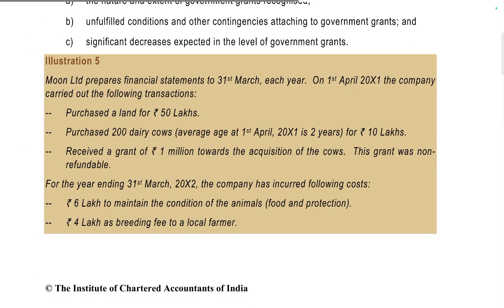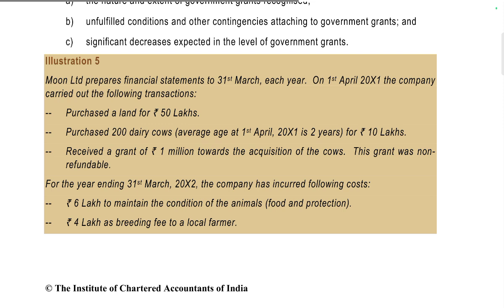Moon Limited reports its financial statements on 31st March, and on 1st April 2017 the company carried out the following transactions: purchased land for 15 lakhs, purchased 200 dairy cows aged 2 years for 10 lakhs, and received a grant of 10 lakhs towards acquisition of the cows. The grant was not refundable.